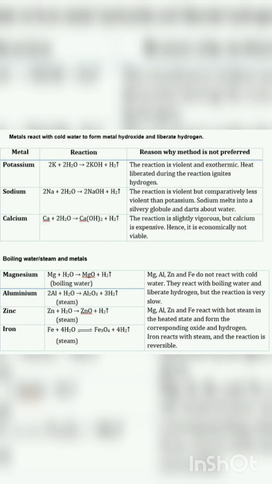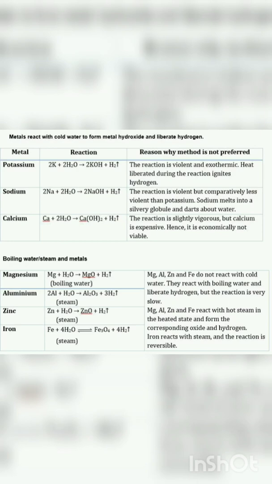For this reason, potassium and sodium are stored under kerosene in the laboratory, because they react even with water vapor and an explosion may take place. And as I told you, they burn with a lilac flame and a golden yellow flame, so a fire may take place in the laboratory.